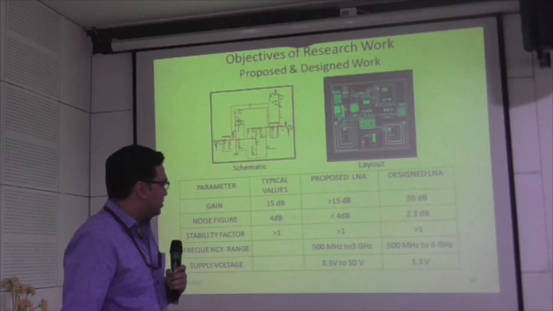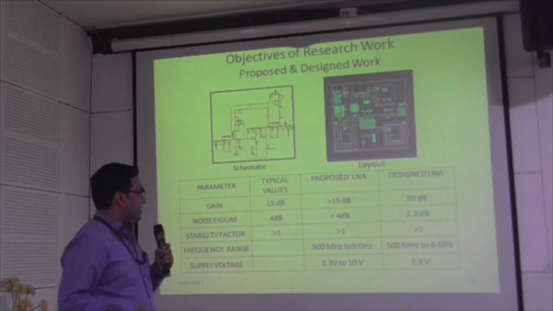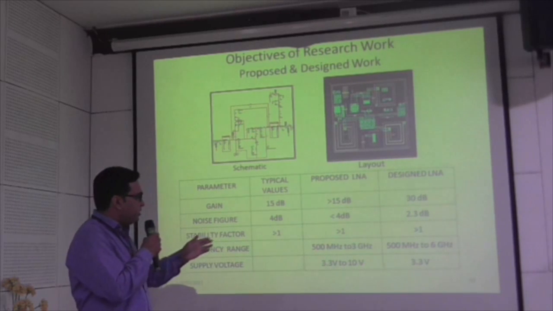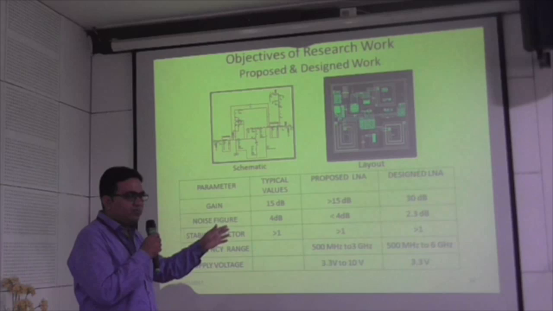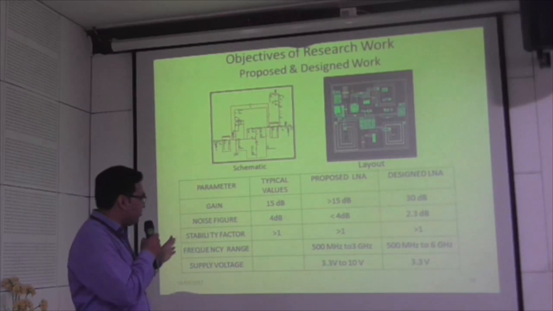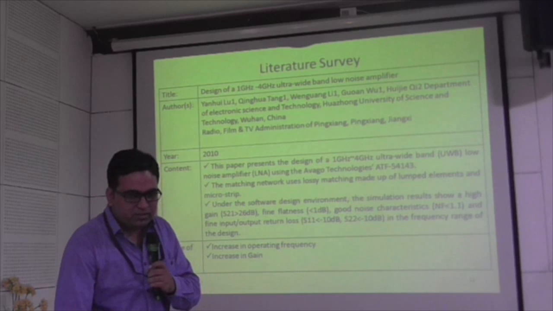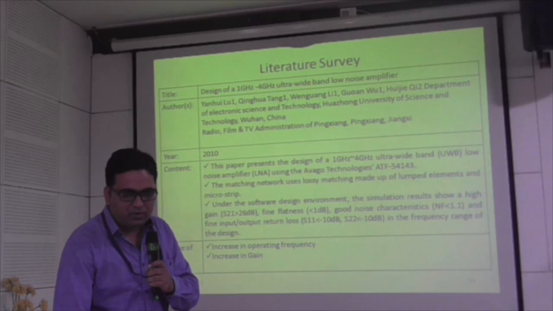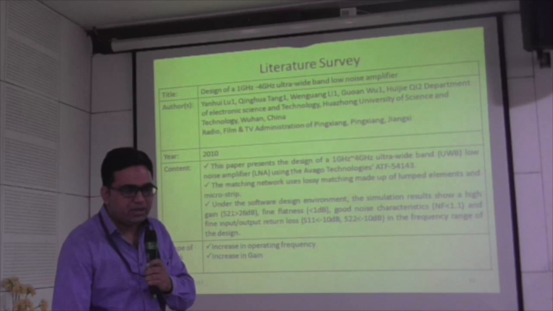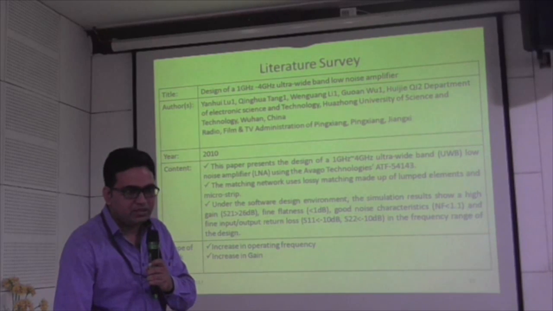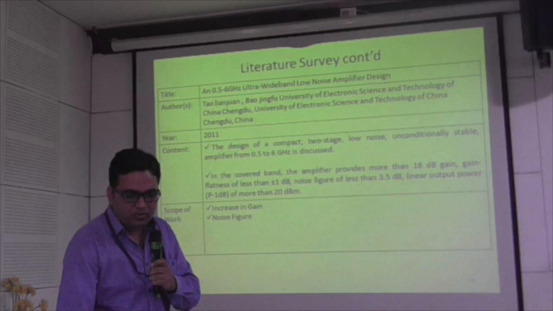And for the frequency range, earlier I decided on 500 megahertz, and I have achieved around 500 megahertz to 6 gigahertz, and the operating voltage is 3.3 volt. I have reviewed the main papers for this, like the 1 gigahertz to 4 gigahertz band. So the scope of work is to increase the operating frequency and increase the gain.